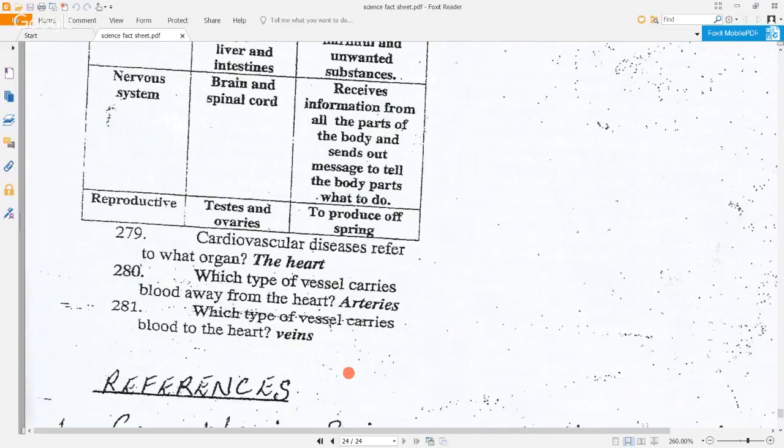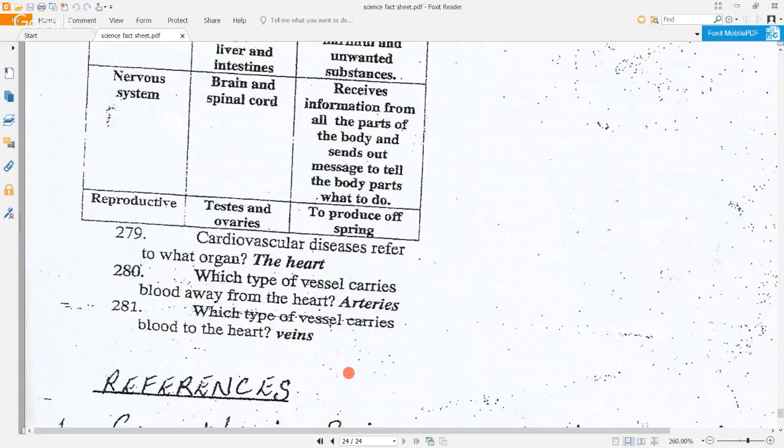Cardiovascular disease refers to what organ? The heart. What type of vessels carry blood away from the heart? We have arteries, but there's one exception. And what types of vessels carry blood towards the heart? Those would be veins, and we have one exception.